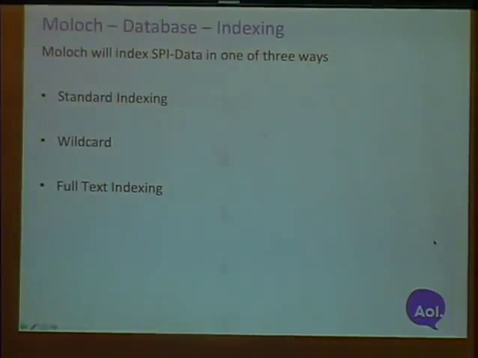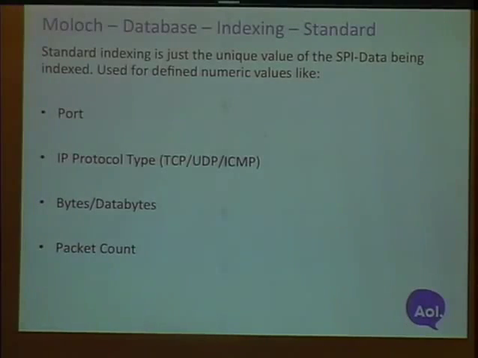All right, so you can go to database next. For all the data that we store, we have three different methods that it can be indexed: basically standard indexing, wildcard, and full text indexing. Examples for standard are such things as port, the protocol type, how many bytes there were, packet counts, et cetera. You basically can use equals, greater thans, less thans, whatever you want to query against.